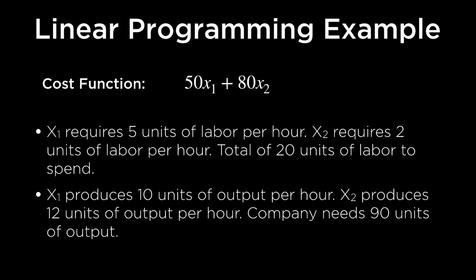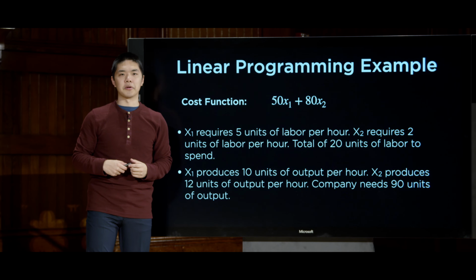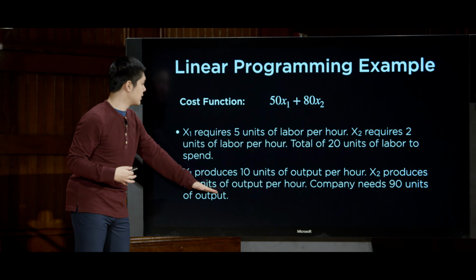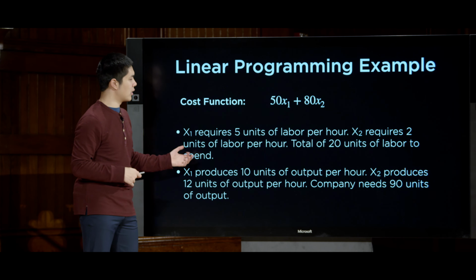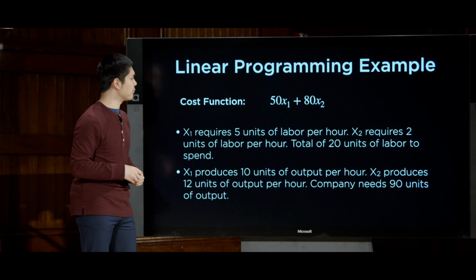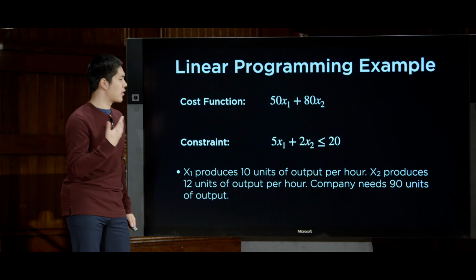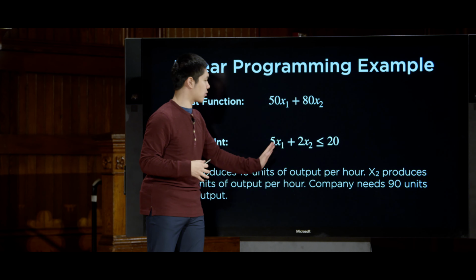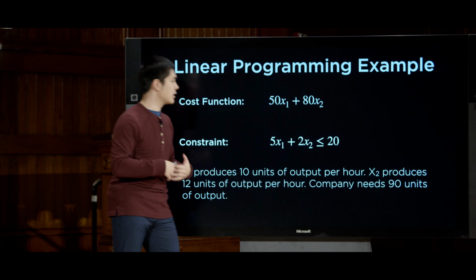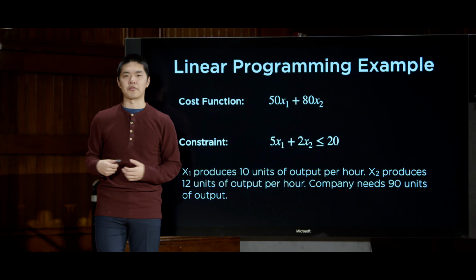This is an example of a linear equation, just some combination of these variables plus coefficients that are placed in front of them. And I would like to minimize that total value. But I need to do so subject to these constraints. x1 requires 5 units of labor per hour, x2 requires 2, and we have a total of 20 units of labor to spend. And so that gives us a constraint of this form. 5 times x1 plus 2 times x2 is less than or equal to 20. 20 is the total number of units of labor we have to spend, and that's spent across x1 and x2, each of which requires a different number of units of labor per hour, for example.